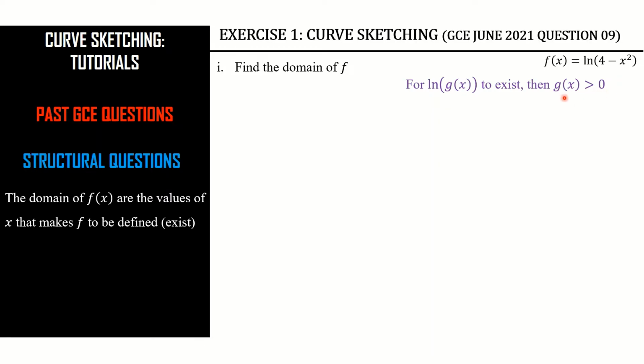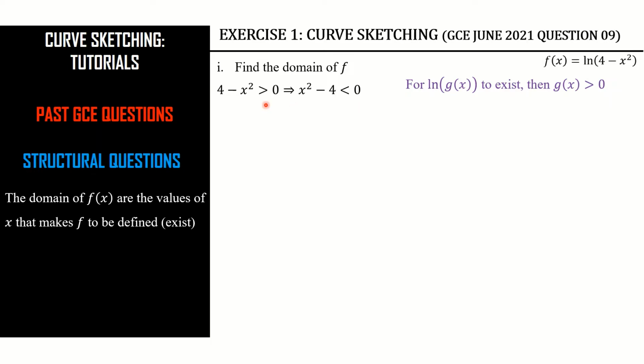Alright, so in this case we see that our g of x is 4 minus x squared. So for the ln of 4 minus x squared to be defined, 4 minus x squared should be greater than 0. Being greater than 0 means that you are positive. I know that only the ln of positive numbers exists in the set of real numbers, because here we are dealing with functions defined in the set of real numbers.